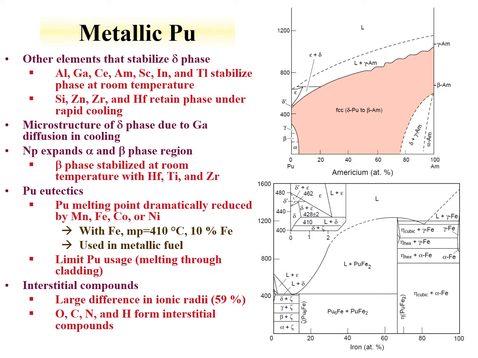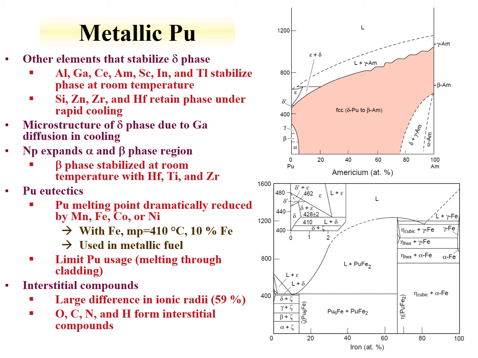Plutonium also forms alloys with a number of different metals. Such as these listed here can stabilize the delta phase at room temperature, and these listed here, some of the tetravalents. The delta phase can be stabilized with rapid cooling. The neptunium stabilizes the alpha and beta phase region, and the beta phase can be stabilized at room temperature with hafnium, titanium, zirconium, these tetravalents. Again, with rapid cooling, you can stabilize the delta phase.